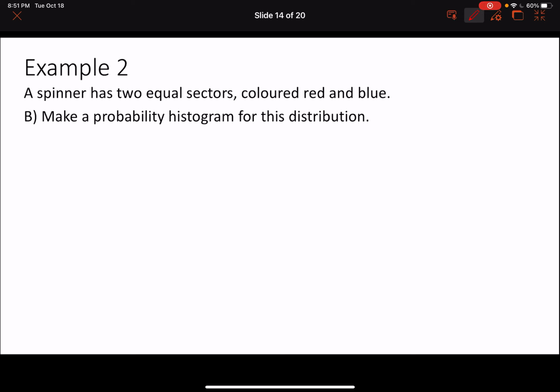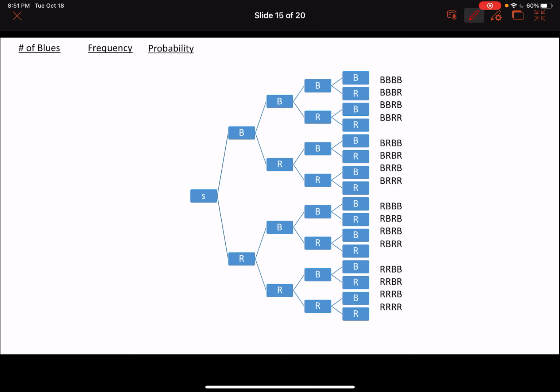Now we're going to make a probability histogram for the distribution. So we have to find the probability of all blues. How many blues do we have? When we have 4 blues, we only have 1. The frequency is 1. If we have 3 blues, these are all the circumstances where I have 3 blues. That's blue, blue, blue, red; blue, blue, red, blue; blue, red, blue, blue; and then finally red, blue, blue, blue. So there's a frequency of 4 times.